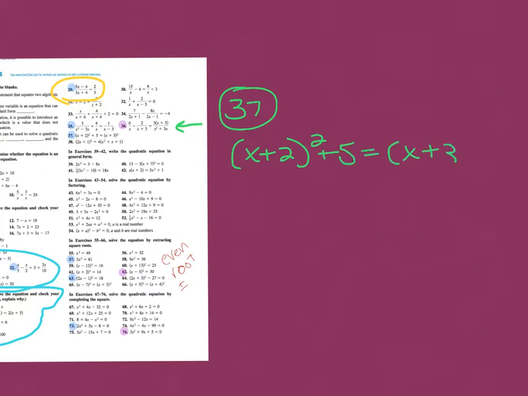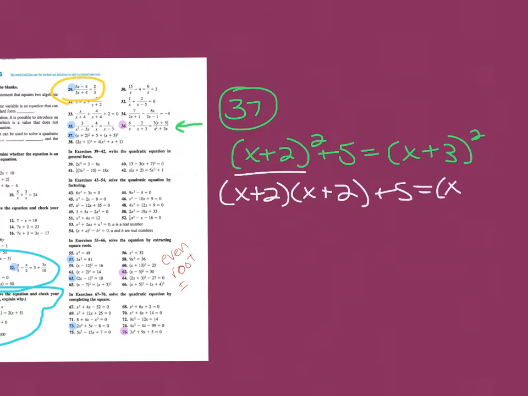something like this would have to be expanded, multiplied, and then combine your like terms. So this is going to be x plus 2 times x plus 2. And then I would expand and FOIL that, plus 5 equals, and then x plus 3 times x plus 3. And the other side, again, expand and FOIL that out. And then combine your like terms and solve it.